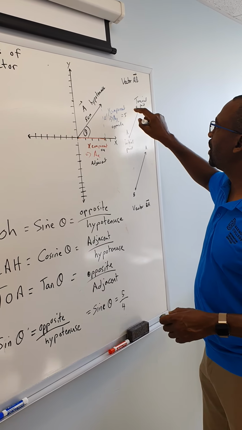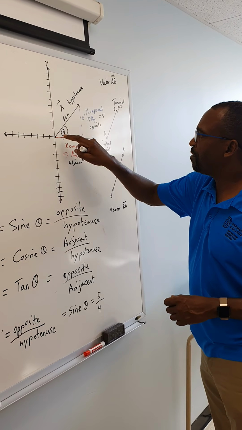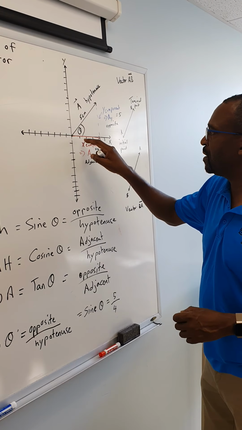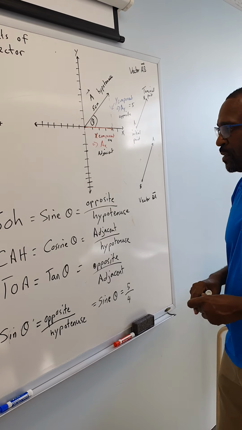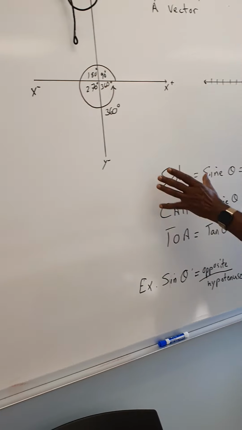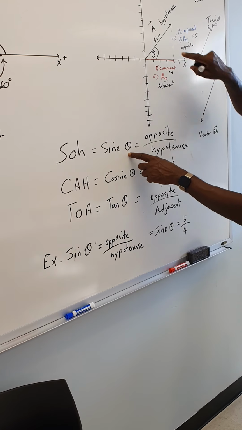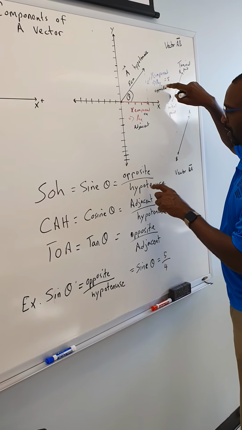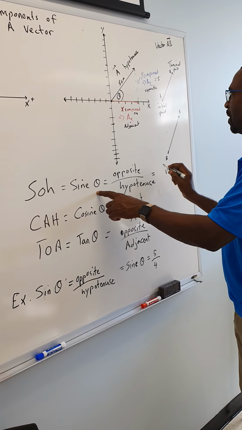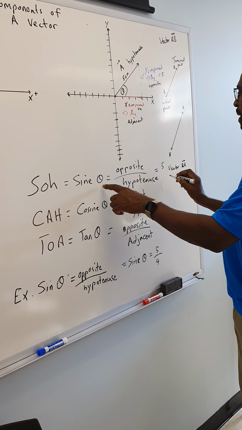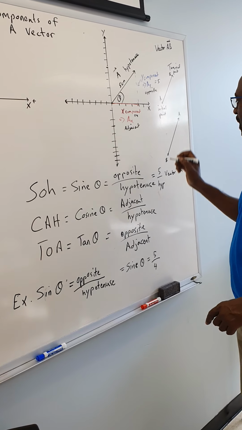So the y component is also known as the opposite of the angle. The x component is known as the adjacent to the angle, and the vector itself will be known as the hypotenuse. This is where this terminology is applied. So, SOH: sine of the angle is equal to opposite of the angle over the hypotenuse. So this will be sine of the angle is equal to the opposite, which is 5, over the hypotenuse, which is 5.